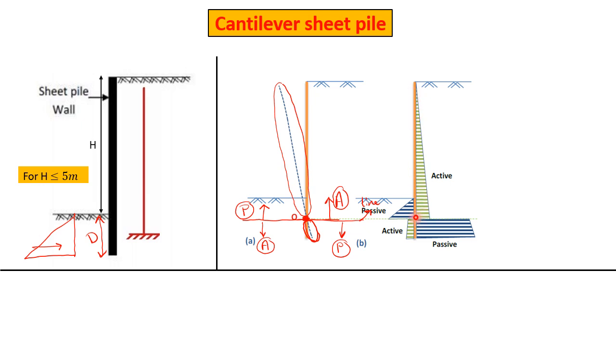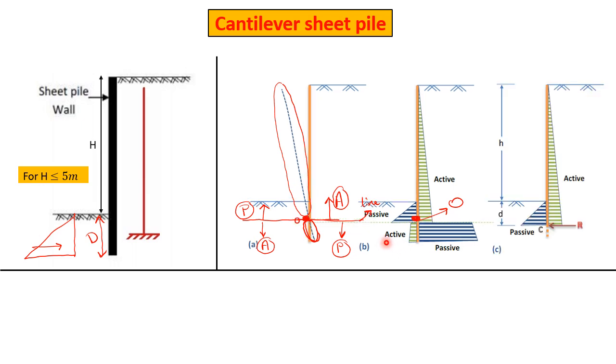As you see here, this is my point of rotation. I will put a point. So my point of rotation is here. This is my point O. And as you see here, above the point of rotation, on the right hand side active pressures, on the left passive pressures. Below this point of rotation, I have passive to the right and active to the left.